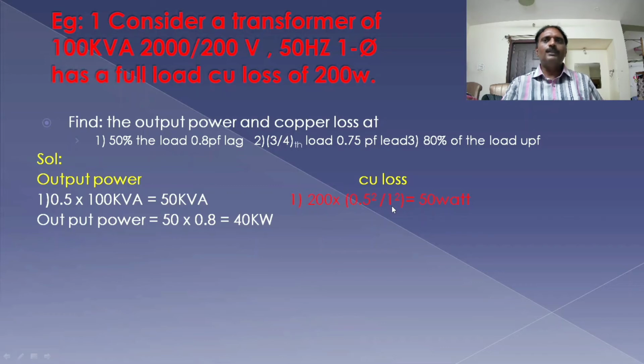So I hope that it is clear to you. So 0.5 square divided by 1 square, multiplied by 200, which is equal to 50 watts.